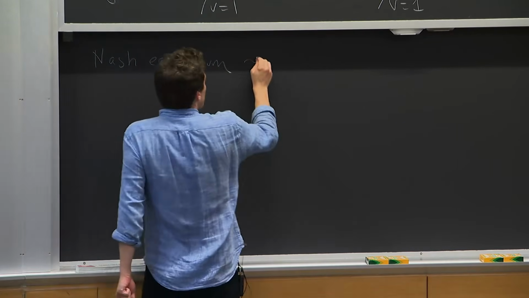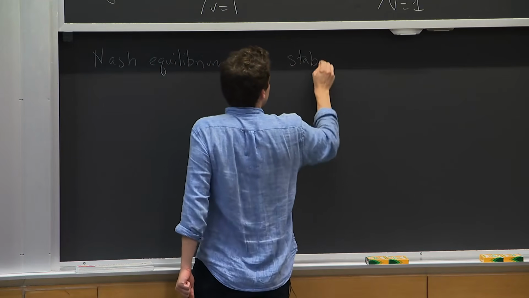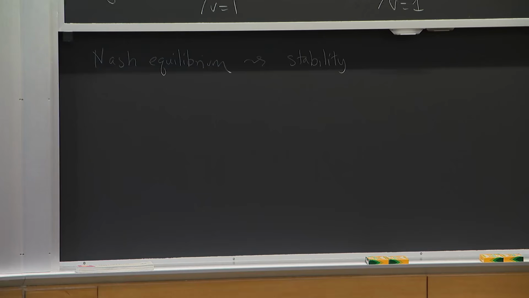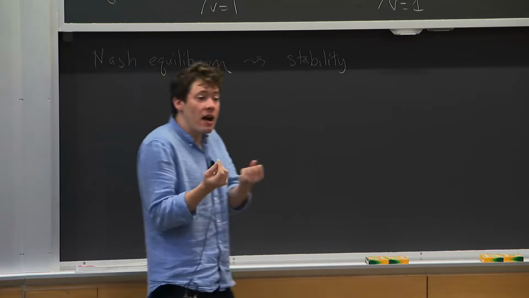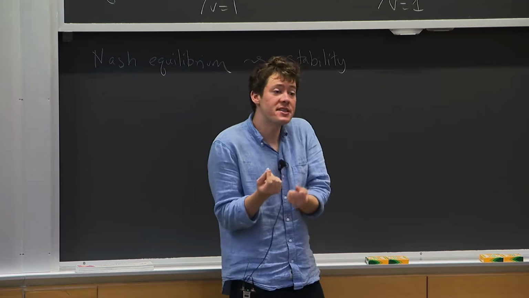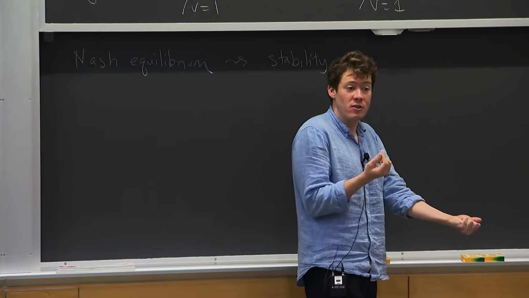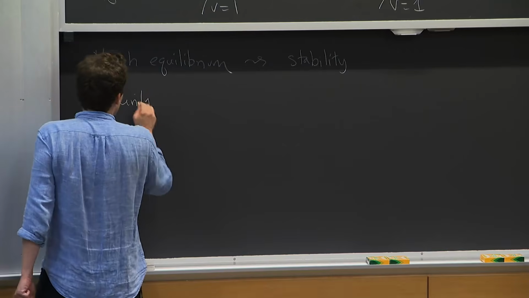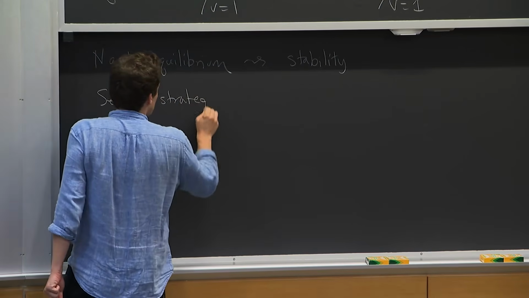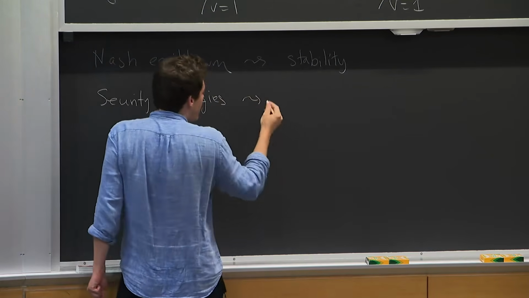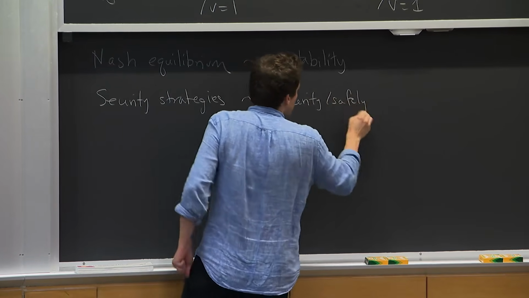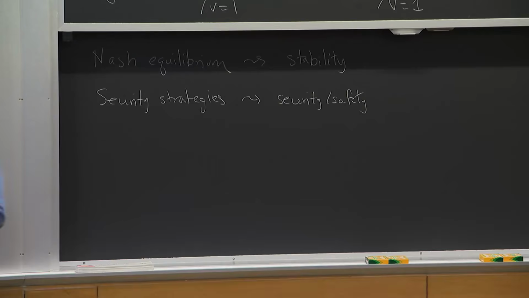And Nash equilibrium captured stability. It said that if each player is playing according to a Nash equilibrium, then this strategy profile is stable in the sense that no player can do strictly better by unilaterally deviating. Security strategies capture something very different. They capture security or safety. Each player is just thinking, how can I play to ensure that whatever happens, I do reasonably well?